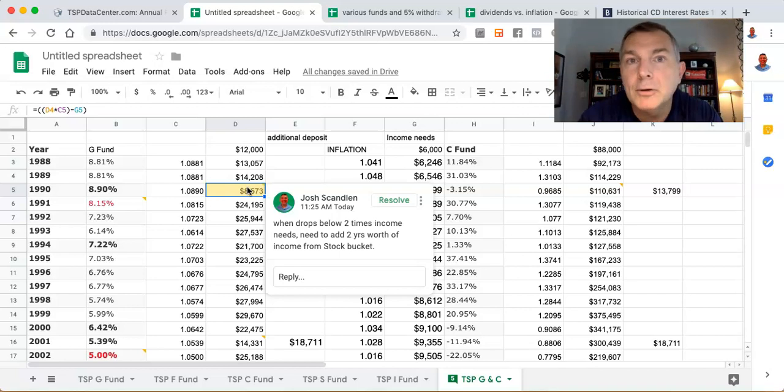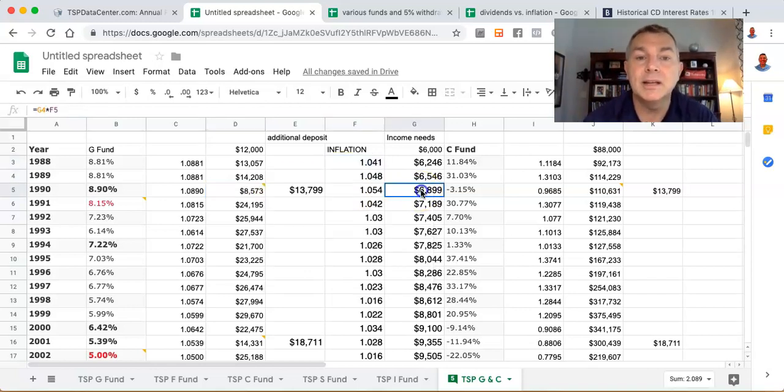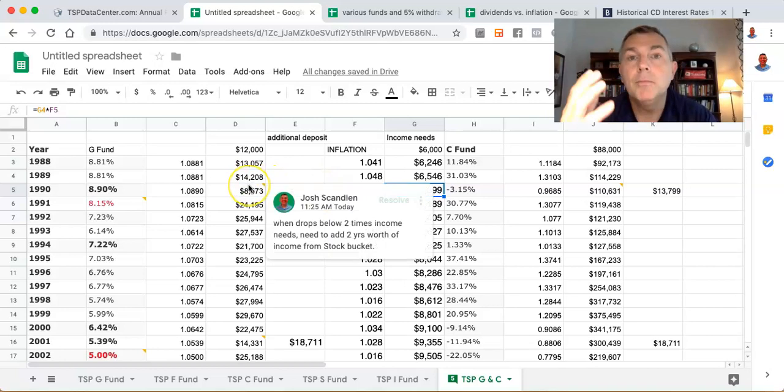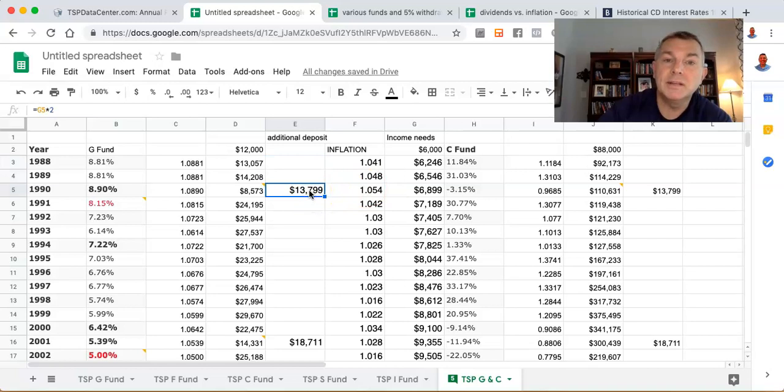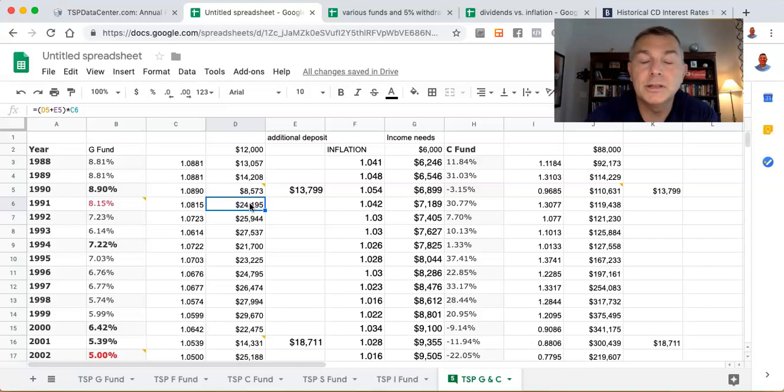So whatever did better, we had to take. In this case, the first bucket did better than the second bucket. Thus, we took that money that we needed, this $6,899, from the first bucket. But it only left us with $8,573, which is just a little bit over what we need, because we need $6,899. So what I'm doing here is I'm taking the need that we have, $6,899, and I'm timesing that by 2, and I'm dumping it into the G Fund, and I'm going to take it from the C account.